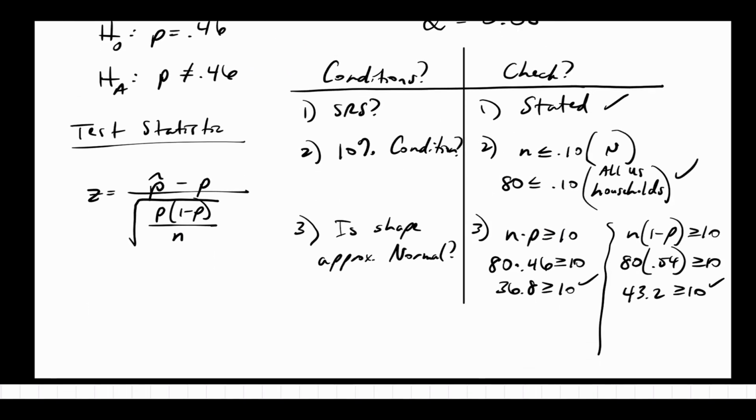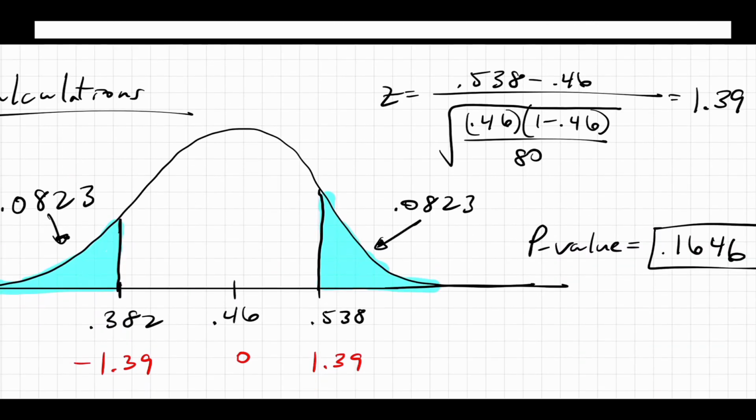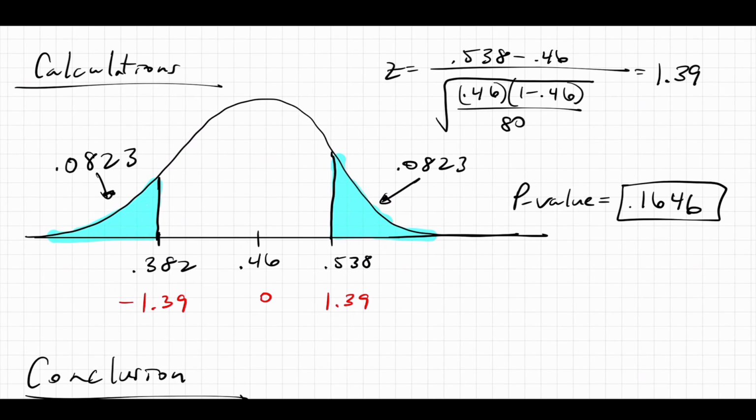Formula, same one we used yesterday. Conditions, same ones we used yesterday. Calculations. It's a two-tailed test, because it's not equal to. So we're going to have greater than and less than. That's the difference between a two-tailed test and a one-tailed test.